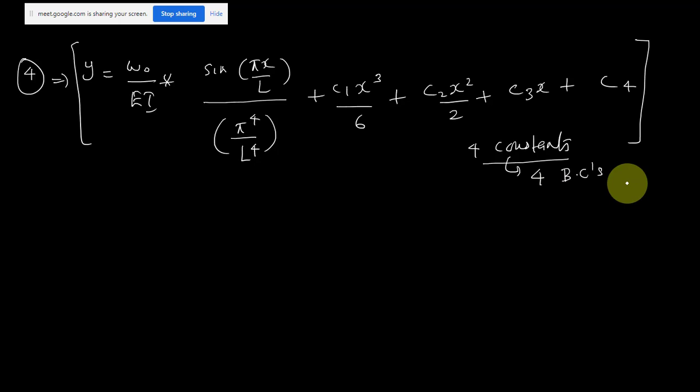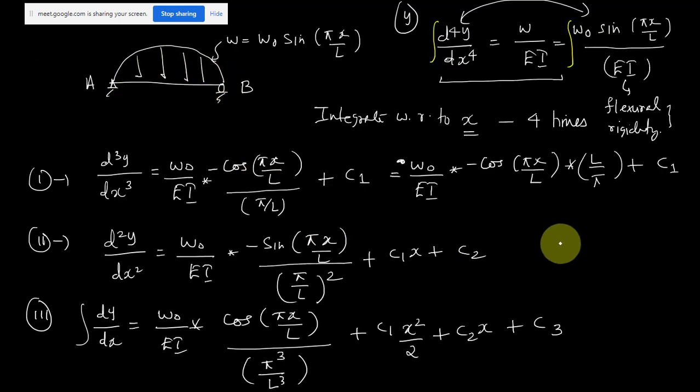So then you see the given problem. The given question is a simply supported beam. So what are your boundary conditions? Suppose we take the ends as A and B. The deflection at A is equal to 0. This is the first boundary condition. The second boundary condition is deflection at B equal to 0.